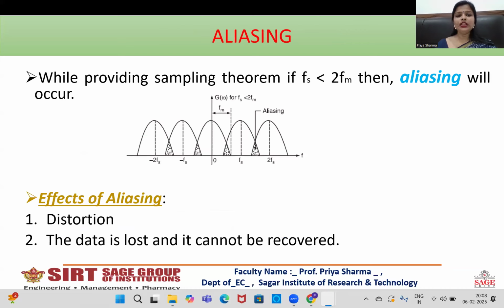While applying the sampling theorem, if it does not follow the criteria and the sampling frequency is less than twice of the maximum frequency of the signal, then an error may occur that is known as aliasing. As you can see in this, the waveforms are overlapping at the ends or the edges. So at this point, the distortions will occur and the data is lost and it cannot be recovered.